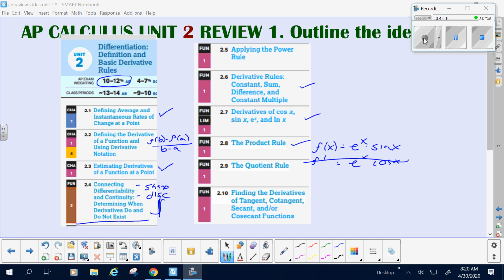You know the product rule is first stays the same derivative of the second, plus second stays the same derivative of the first. Quotient rule, low d high minus high d low over the square of what's below. And the derivatives of tangent, cotangent, secant, cosecant. You should know all those derivatives memorized. You don't want to have to do the quotient rule or something like that to find those derivatives.